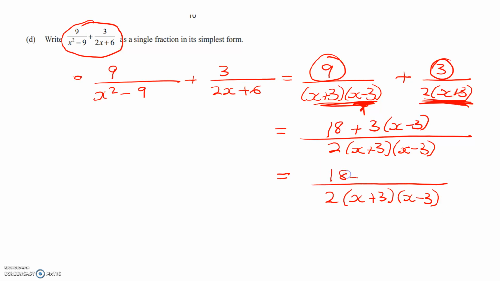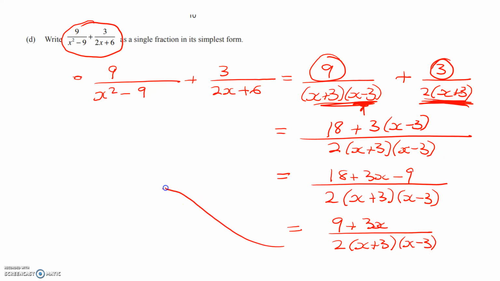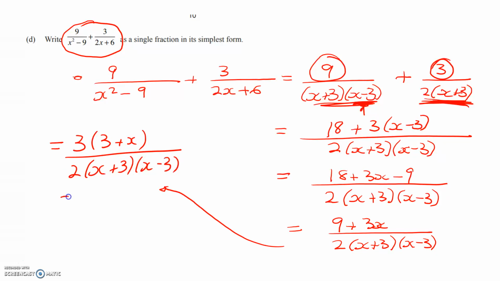So I get 18 plus 3x minus 9, and that gives me 9 plus 3x over 2 times (x plus 3)(x minus 3). So I'm just going to use the space up here to finish that off. Now I can factorise the numerator, and I get 3 times (3 plus x) over 2 times (x plus 3) times (x minus 3). And that simplifies to give me 3 over 2 times (x minus 3).